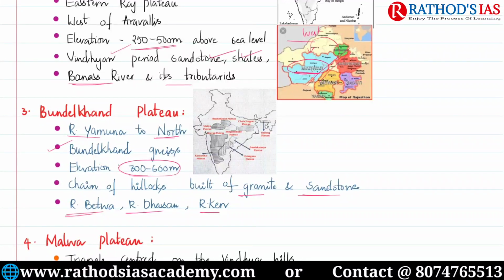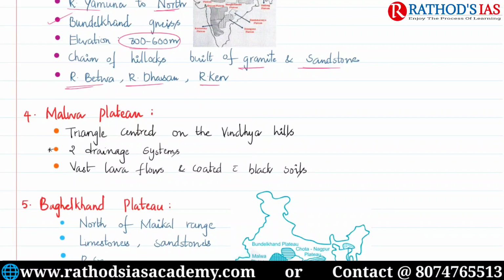And next one is Malwa Plateau. This Malwa Plateau is mainly a triangle based plateau, and it is mainly bounded by the Aravalli range in the west. In the west part we can see this Aravalli range. And next one is Madhya Bharat Pathar, which is present to the north, and Bundelkhand towards east. So these are some important things that you have to remember.